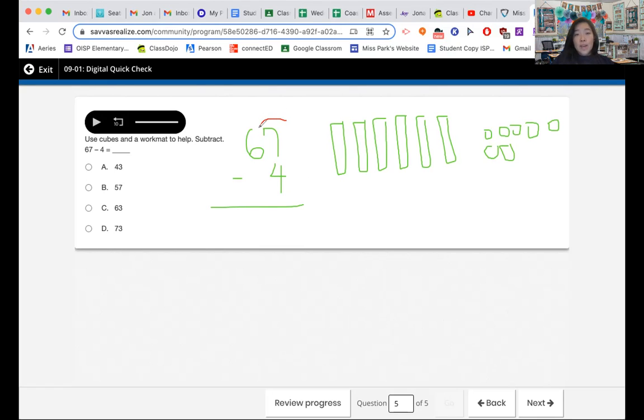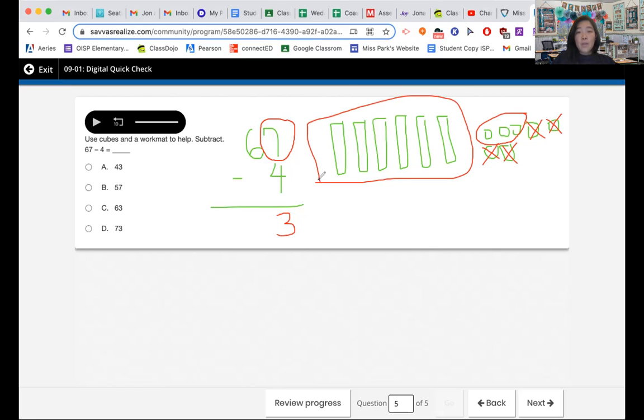Which one is bigger, 7 or 4? 7. More on top. No need to stop. You do not need to regroup. So I'm going to take away 4. What is 7 minus 4? 3. And then we didn't take away any from the tens place. So we still have how many left?